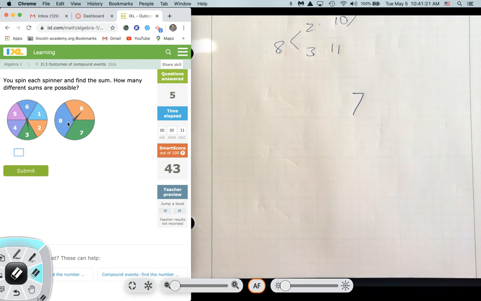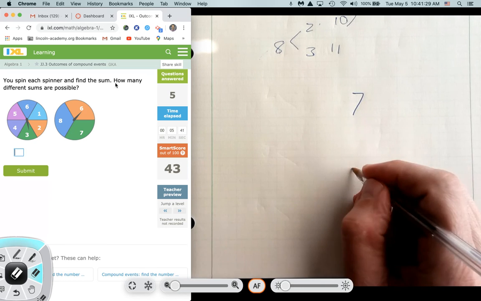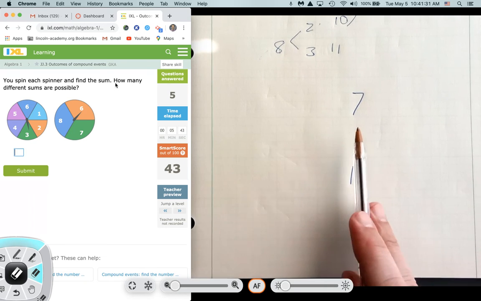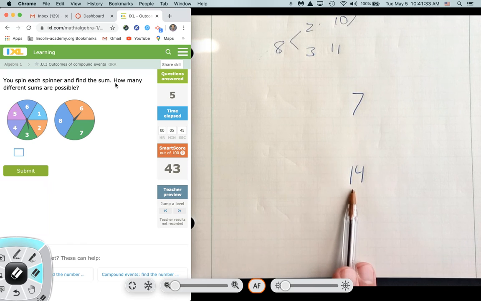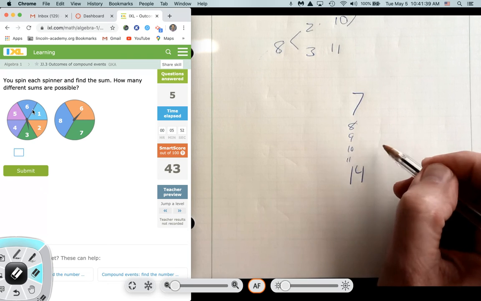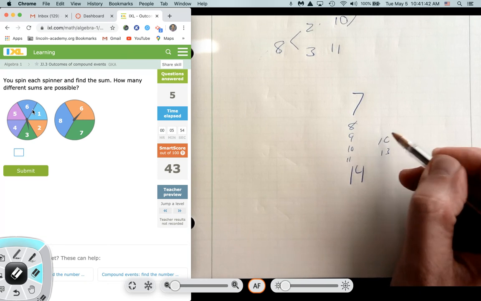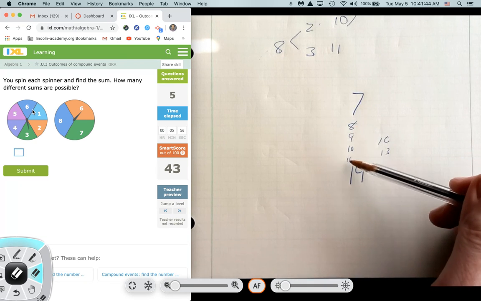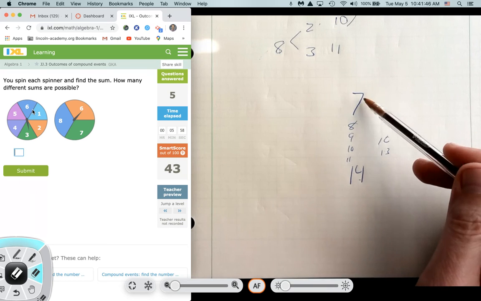The very largest sum you could get, well, the largest number on this spinner is 6. The largest number on this spinner is 8. 6 plus 8 is 14. So the smallest sum would be 7. The largest sum would be 14. And I could get any sum in between. So I could get an 8, a 9, a 10, an 11, a 12, a 13. So again, I got 1, 2, 3, 4, 5, 6, 7, 8.